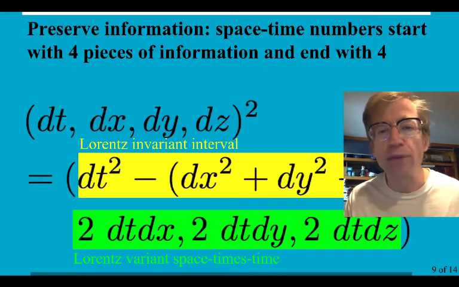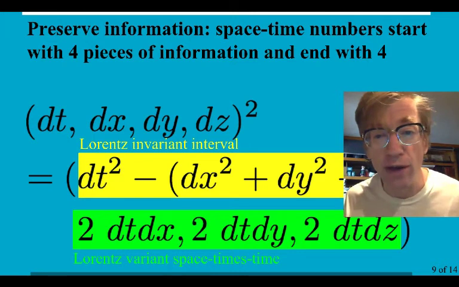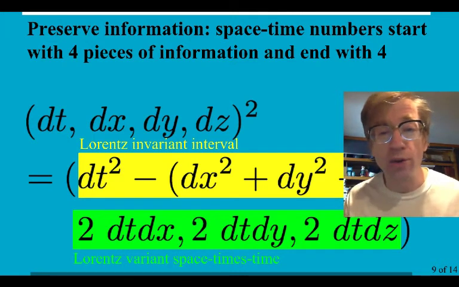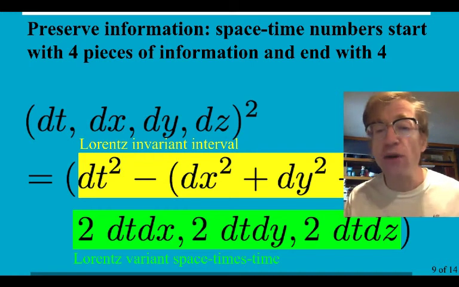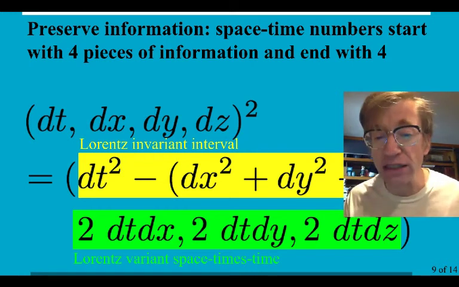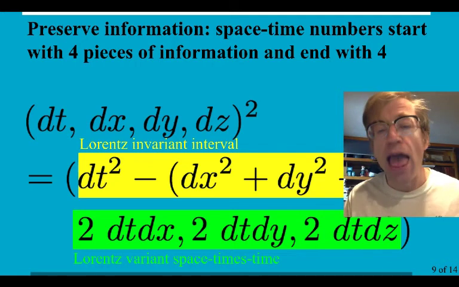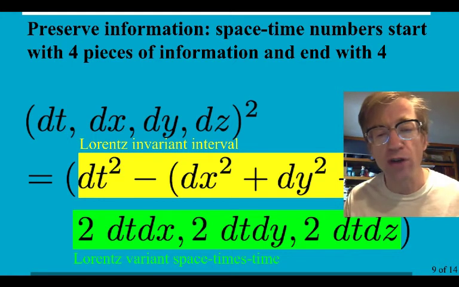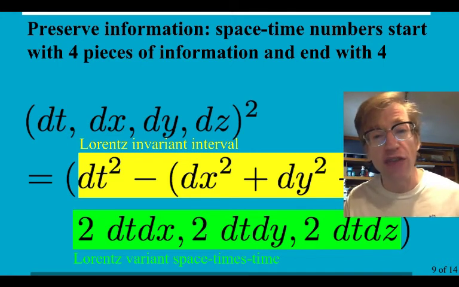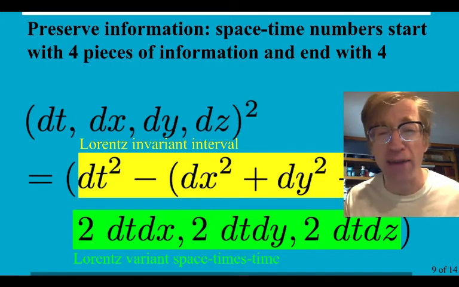So what happens with space-time numbers when you square them in this kind of context is, of course, you get the Lorentz invariant interval, and you'll be able to say, hey, we all agree on that. That's great. But then you have this Lorentz variant space times time. And exactly how that varies between these multiple observers will tell you exactly how one observer is moving relative to the other. And to me, that's just a good thing. So I want to have my space times time terms.